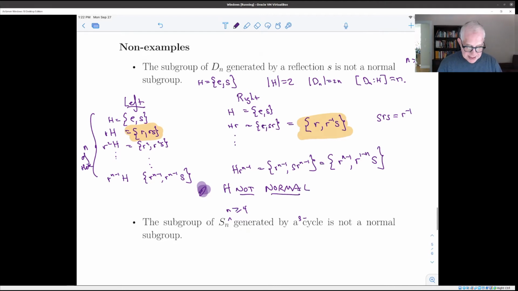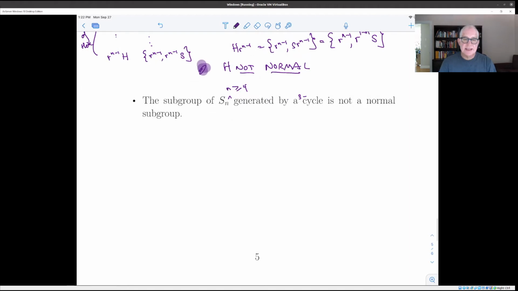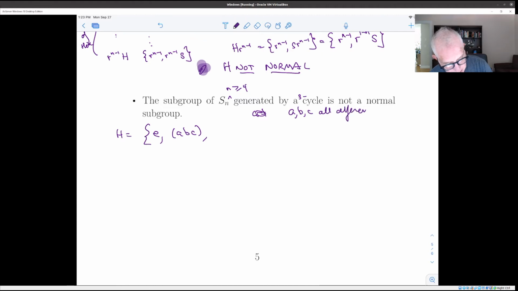For another example, let's take Sn, and let's take the subgroup generated by a 3-cycle in Sn where n is at least 4. So our 3-cycle has the form (A B C), and the subgroup H consists of the identity, the 3-cycle (A B C). Here, A and B and C are all different. And then if you do this twice, you get (A C B). That's our subgroup of order 3.